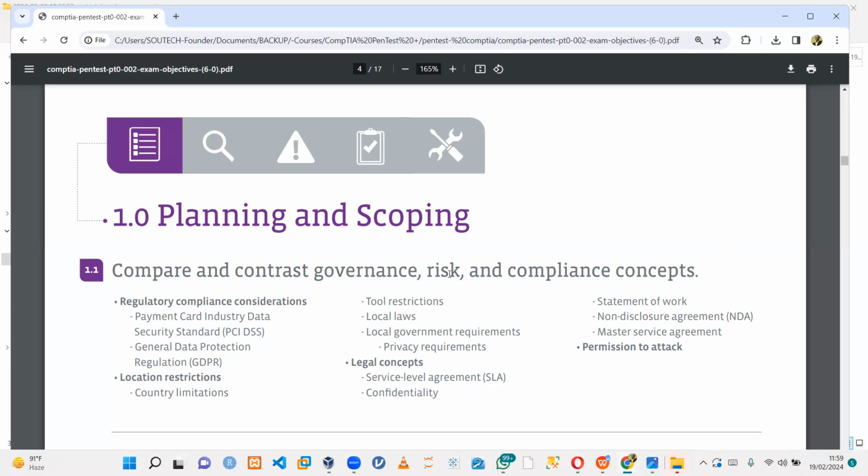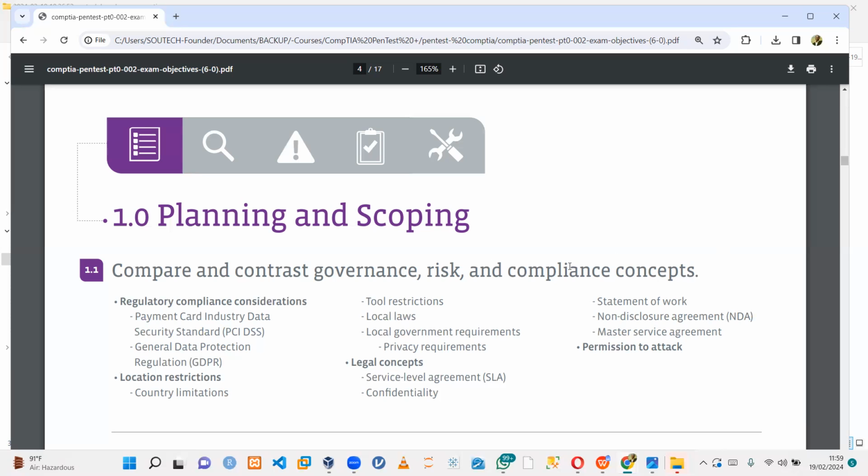Then what's the risk that is going to be involved in doing whatever we're doing? There's going to be some level of risks. How do we measure the risks? Is it going to be some quantitative risk assessment? Is it going to be some qualitative risk assessment? They're also going to be looking at compliance. So compliance, are we going to comply to which regulation?